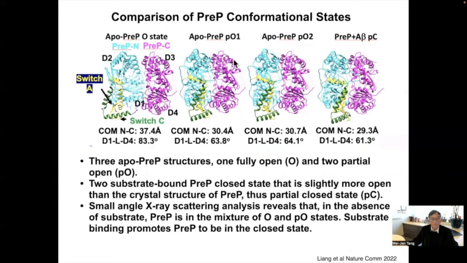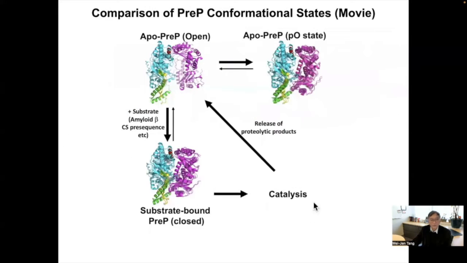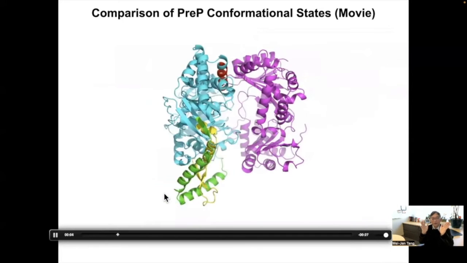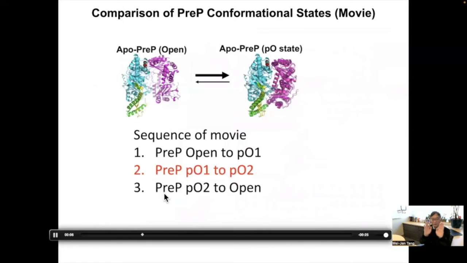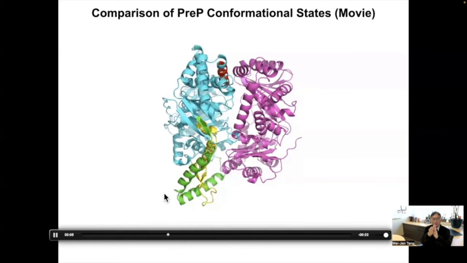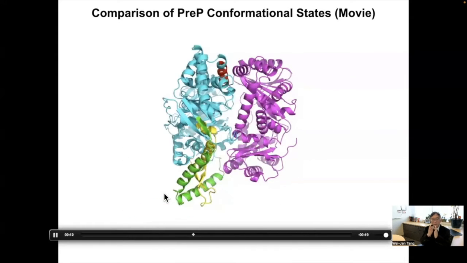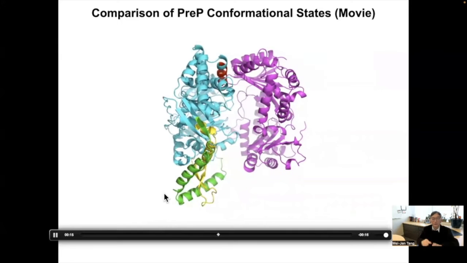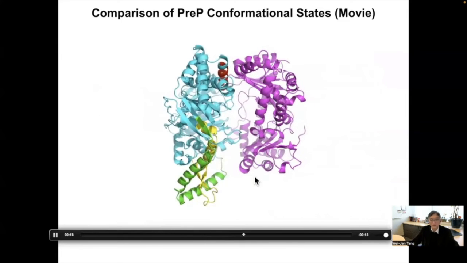This is a comparison of the structures: open, partially open, which is mostly closed, and that is not as closed as when the substrate is bound. This slide shows the kinetic cycle of this enzyme. The enzyme can be in an open and partially open state in the absence of the substrate. Substrate comes, it closes, unfolding, catalysis, and comes back to the cycle. This slide shows a simple movie of how the enzyme undergoes a large conformational change to close, the small change between the partially open state and the large opening. We now have a much better idea about this process using MD simulation.